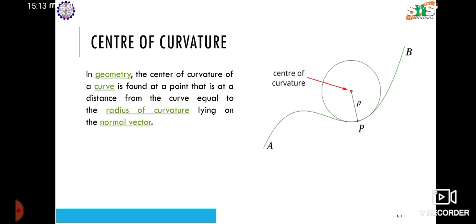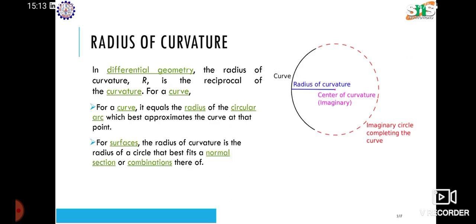Center of curvature. In geometry, the center of curvature of a curve is found at a point that is at a distance from the curve equal to the radius of curvature, lying on the normal vector. Radius of curvature: in differential geometry, the radius of curvature R is the reciprocal of the curvature. For a curve, it is equal to the radius of the circular arc which best approximates the curve at the point. For a surface, the radius of curvature is the radius of a circle that best fits a normal section or combination thereof.